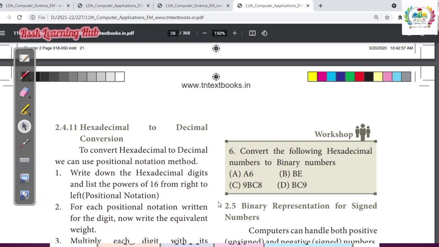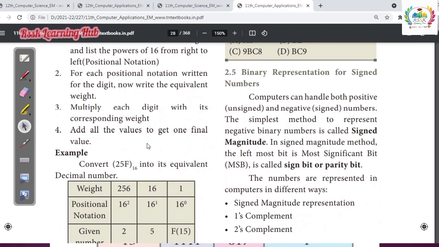So up to this we will end our class. In the next video we will learn about binary representation for signed numbers. Under that you will have 1's complement and 2's complement values, then what is meant by sign magnitude.